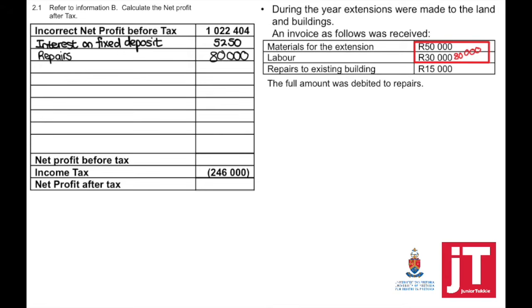So in the incorrect net profit before tax, we will show repairs, 80,000, no brackets, because it has a positive effect on the net profit.